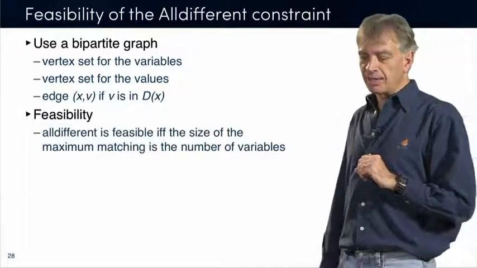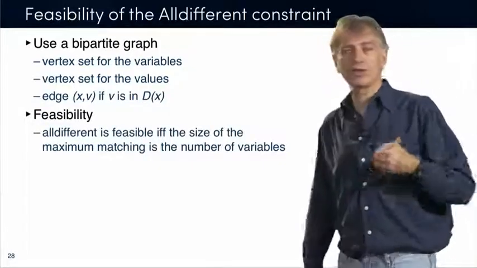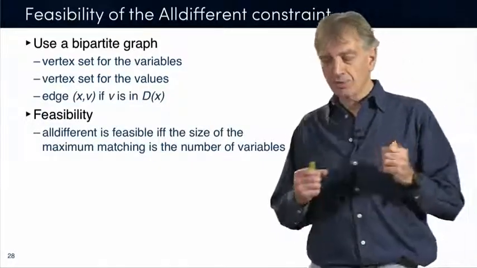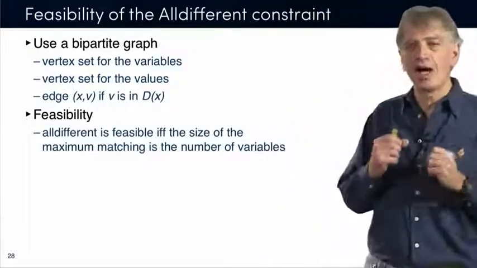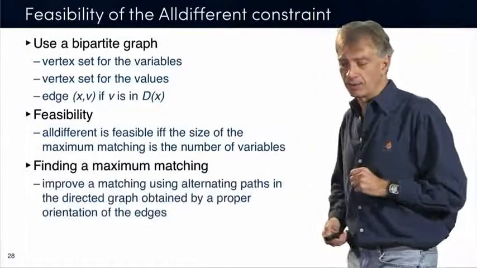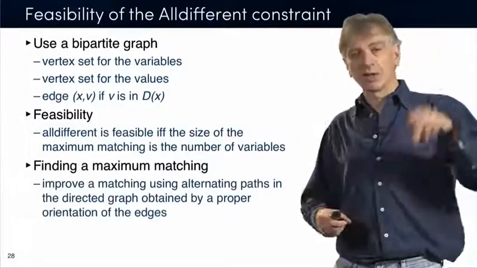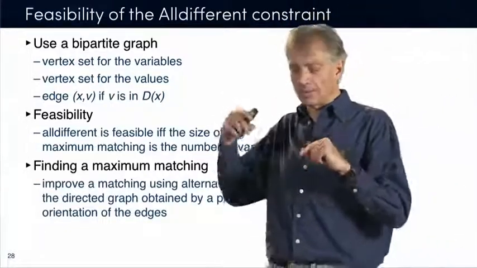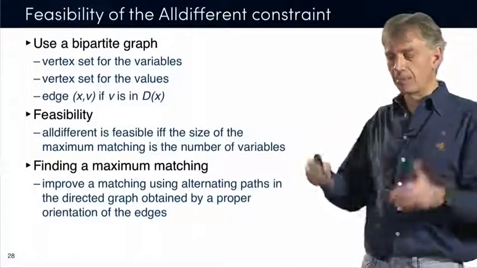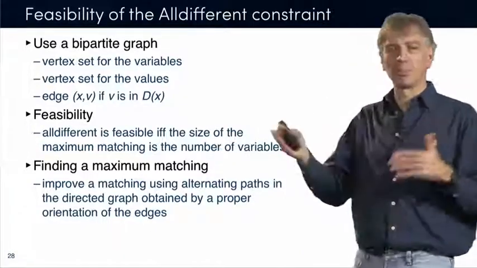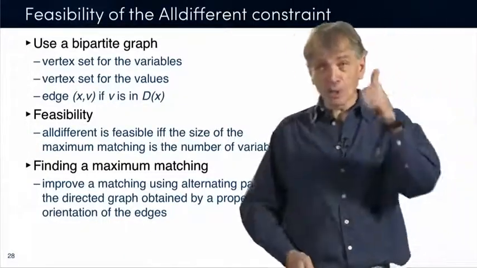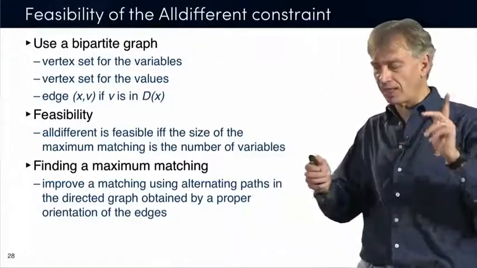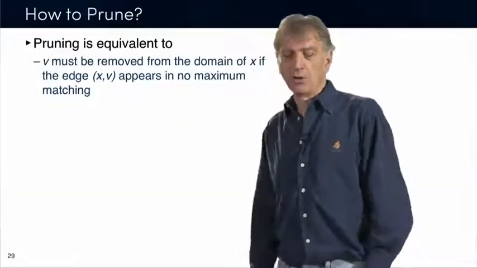Then, for feasibility, the constraint is going to be feasible if we have a maximum matching whose size is the same as the number of variables. To do that, the only thing we have to do is find these alternating paths, which improve the matching one step at a time until we get the maximum matching. When we have it, we just compare it to the number of variables. So we have done part one, which is finding feasibility. Now we have to prune.